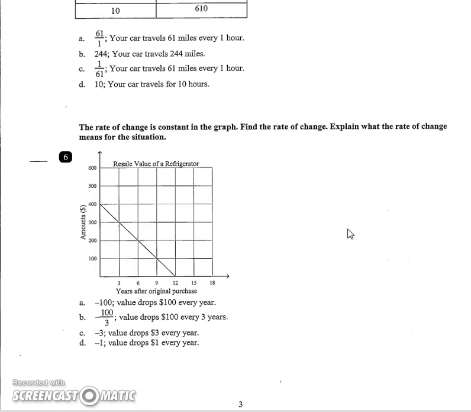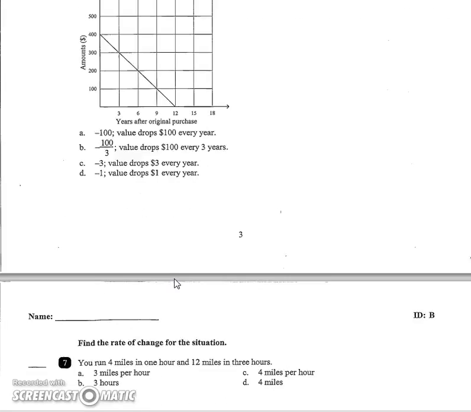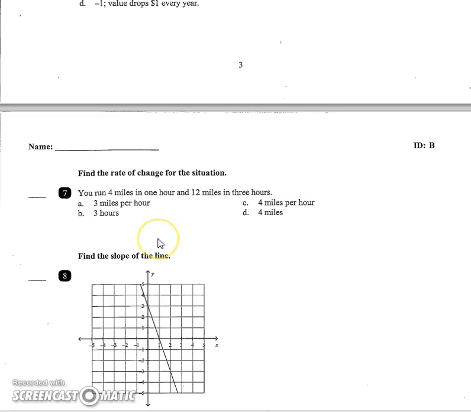Number six, the rate of change is constant in the graph. Find the rate of change, explain what the rate of change means in the situation. So again, you're looking from friendly point to friendly point, what is happening each interval. You can count your rise over run from your little steps here, or you can also do a giant rise and a giant run from point to point. Number seven, find the rate of change for the situation. You run 4 miles in 1 hour and 12 miles in 3 hours.